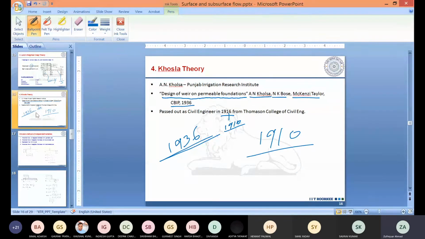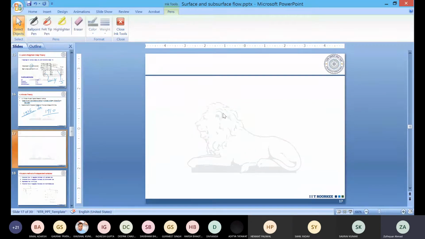One thing I want to tell you before Khosla. Some structures were designed on the basis of some intuition or experience. There is one weir, the Khanki weir. This is on the Chenab River, and that is now in Pakistan. That is of the undivided Punjab.